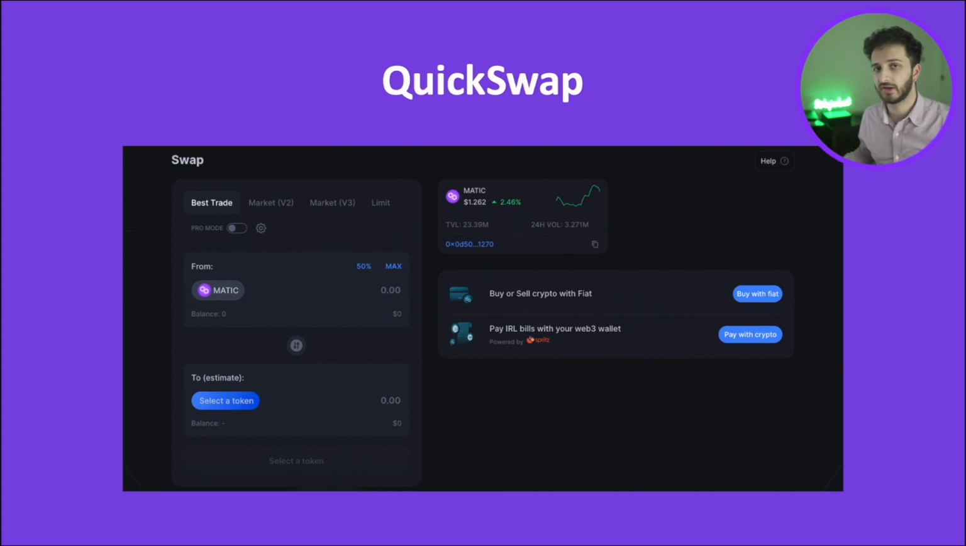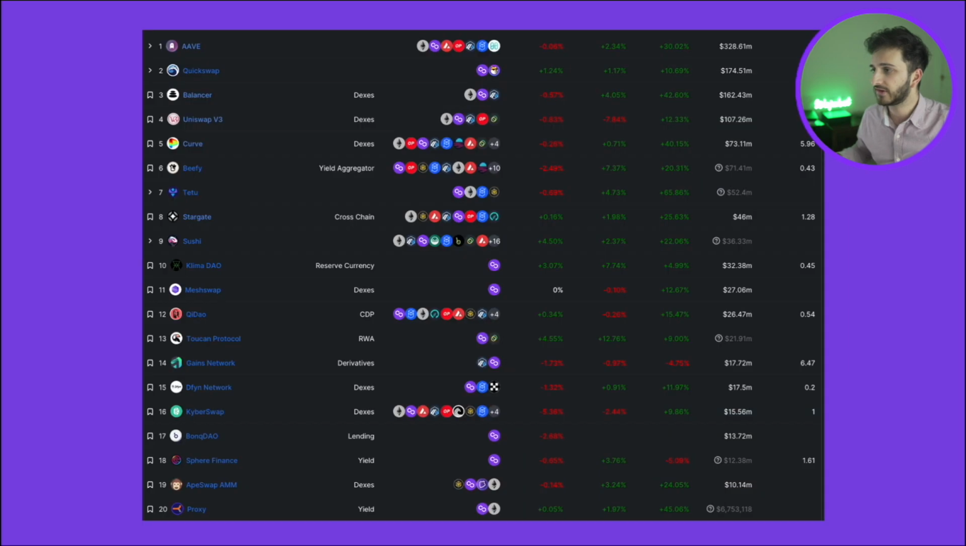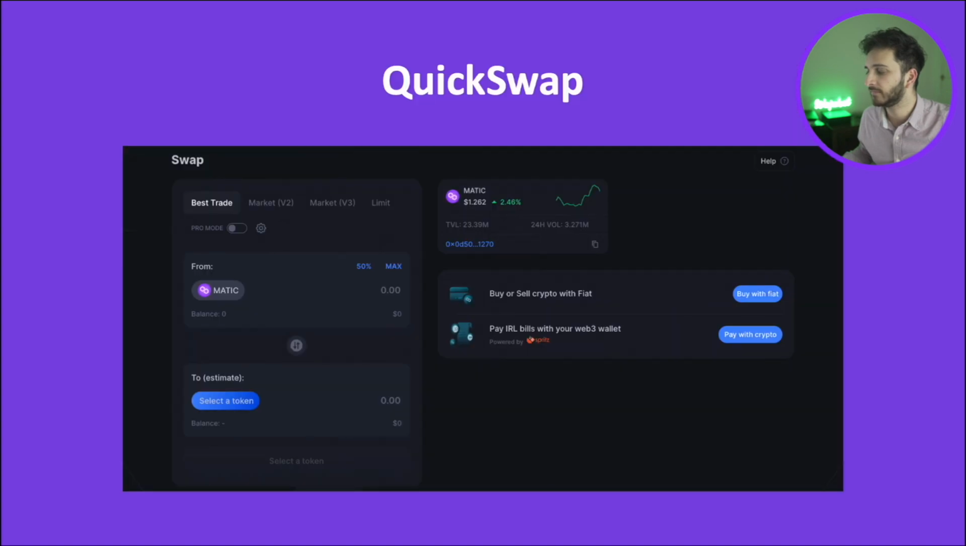So first things first, let's talk about QuickSwap. As you can see here, it's the #2 application with $175 million of TVL. QuickSwap is your Uniswap equivalent on the Polygon network. They have some interesting aspects to it. Of course, you can provide liquidity, farm. They have V2 and V3 as well. Buy and sell crypto with fiat, which is nice. So some nice on-ramps there. Again, it's just your usual decentralized exchange. I think QuickSwap is the #1 place where you'd go to basically swap your tokens.